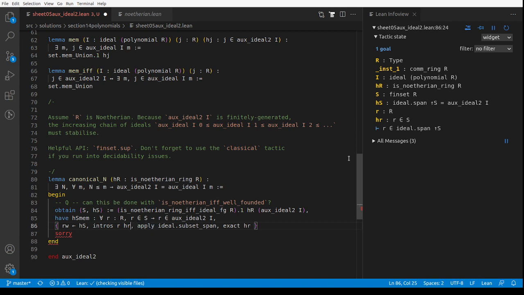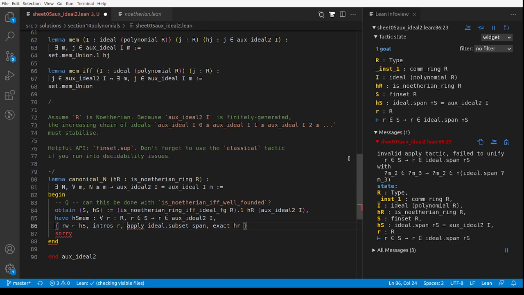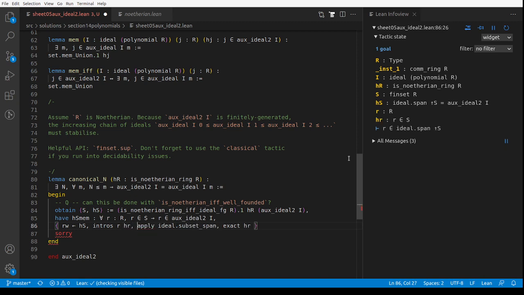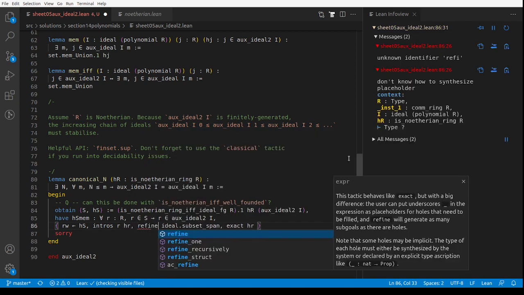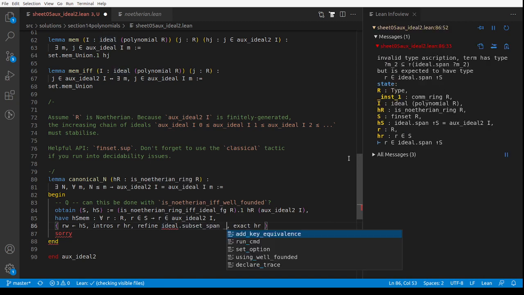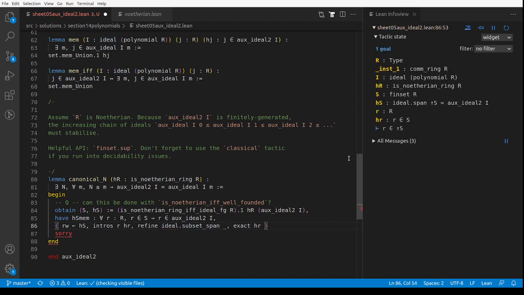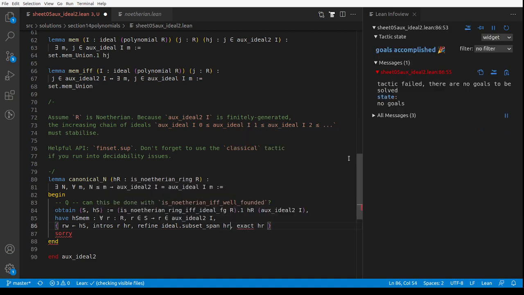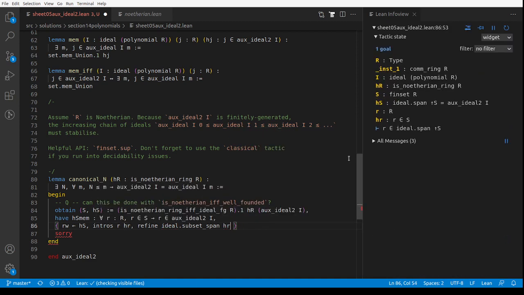If I don't do the HR here, does that work? So what's this apply doing? Refine ideal subset span underscore. Does that work? That does work. And then can I put HR here? There we go, that works.